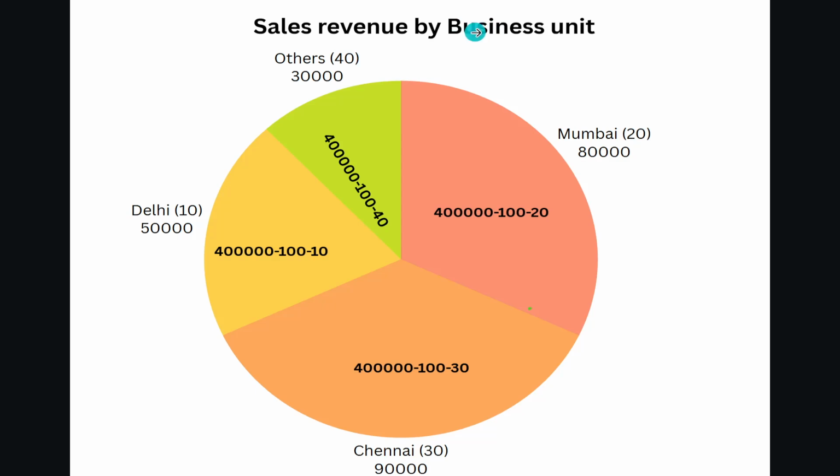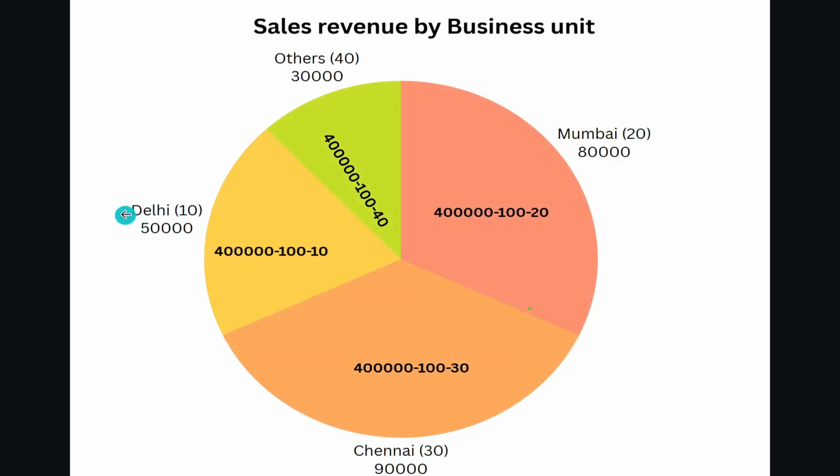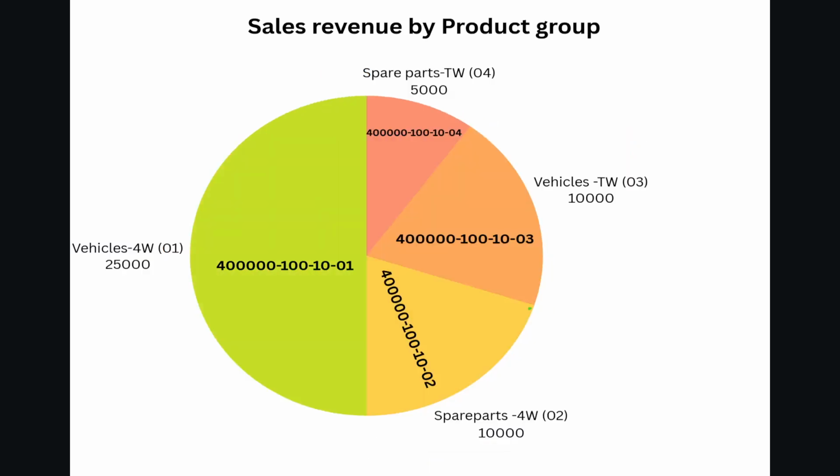I would like to know, and I'm also handling spare parts, what is the revenue made by each product group within Delhi. Okay, I said yes, it can be done. How do I track this now? What I do is I add one more segment to my accounting structure.